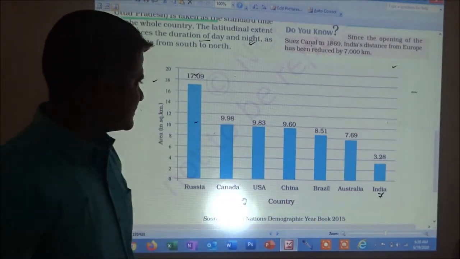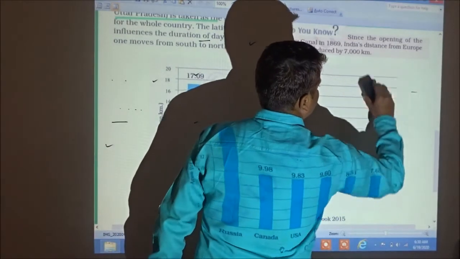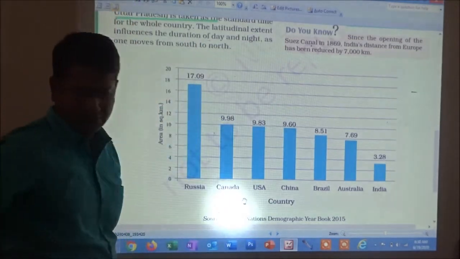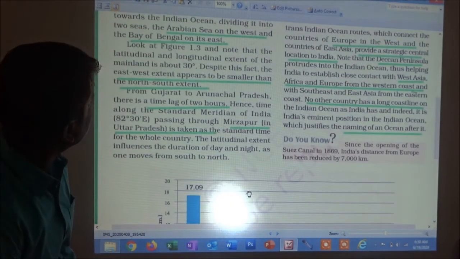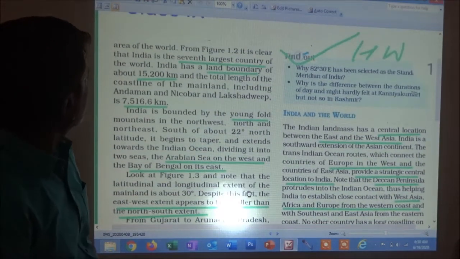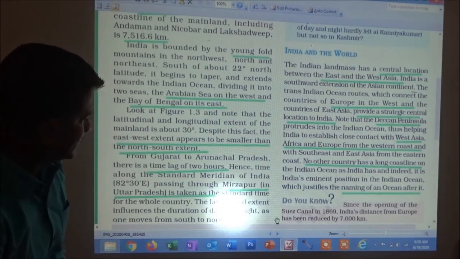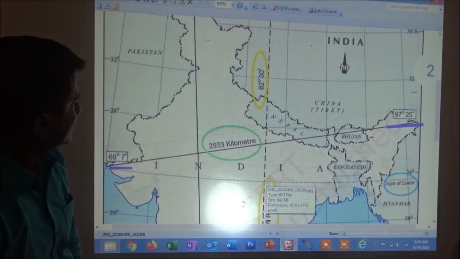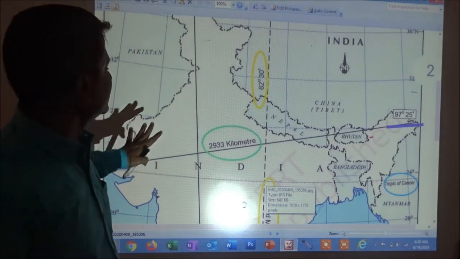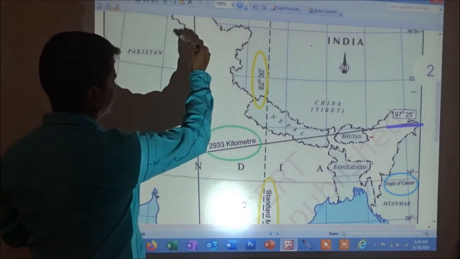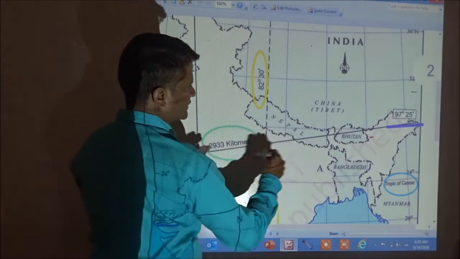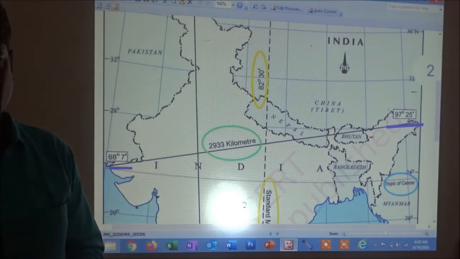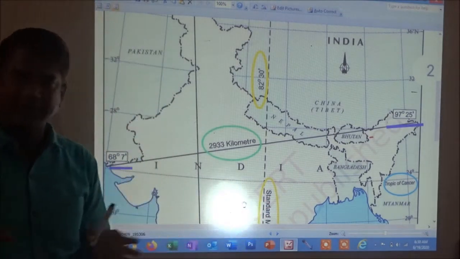So area wise India has the 7th position. These are things you need to learn for the exam point of view, for 1 mark questions, and to make your answer more interesting. So let's continue the same topic, India's size. Now again from figure 1.2, which I already shared with you, if we look at this figure, the total land boundary of India from north to south, east to west is 15,700 kilometers. How much? 15,700 kilometers.